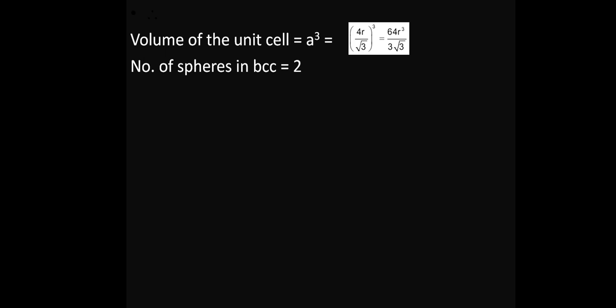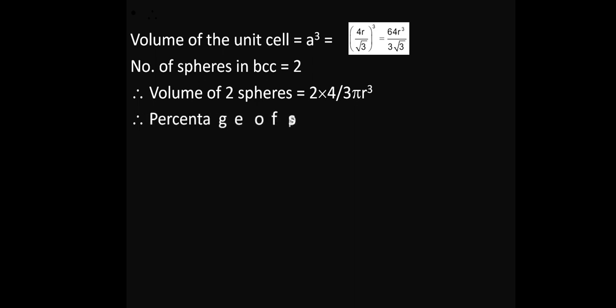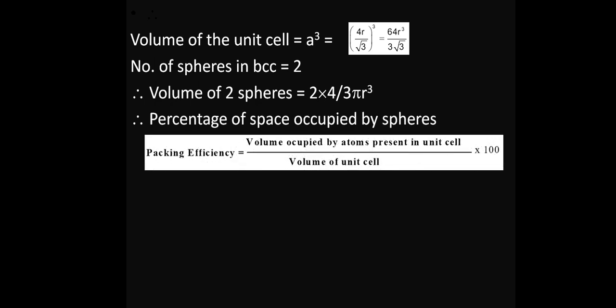The number of spheres in BCC is equal to 2. Again, if you have any doubt in that, please watch the previous video on how to calculate the number of atoms in a body-centered cubic unit cell, and how we get 2. So there are two atoms, and the volume of two spheres will be 2 times 4 by 3 pi r cube. So what will be the percentage of space occupied by spheres? That is nothing but packing efficiency, as we have learned in the definition. It is the volume occupied by atoms present in the unit cell divided by the volume of the unit cell, multiplied by 100.